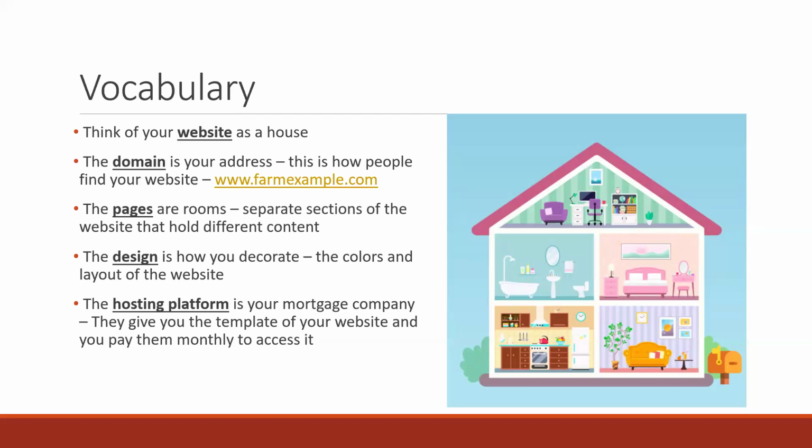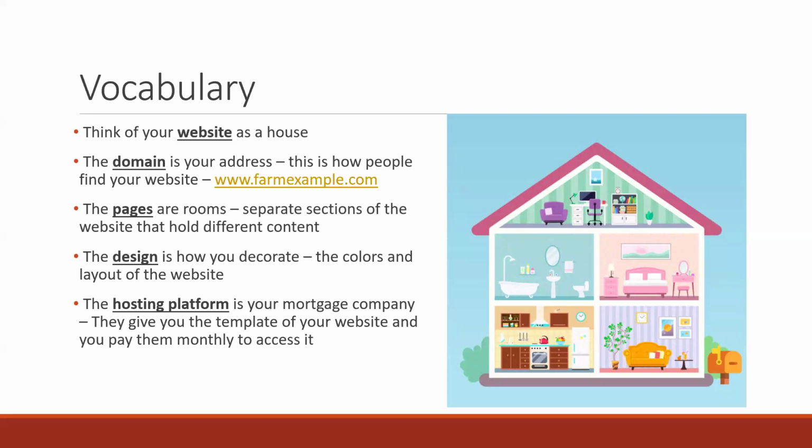It starts out with the www dot whatever your domain is. So this one is farm example, and then it always ends in .com. Typically most websites are going to be .com. It could also end in .edu if it's a school, or .org. It's all very dependent on how you set it up, but .com is the typical one that we use.